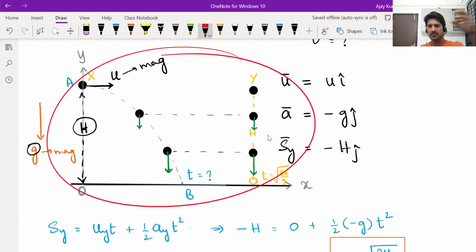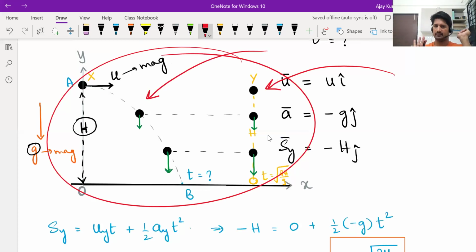And remember this idea. The ball is projected horizontally. So vertically, it didn't have any velocity initially. So vertically, it's like an object dropped from rest. Okay, that's why I have drawn this diagram here. Whatever happens to this object falling from rest vertically, the same happens to this object also in the vertical direction. Okay.